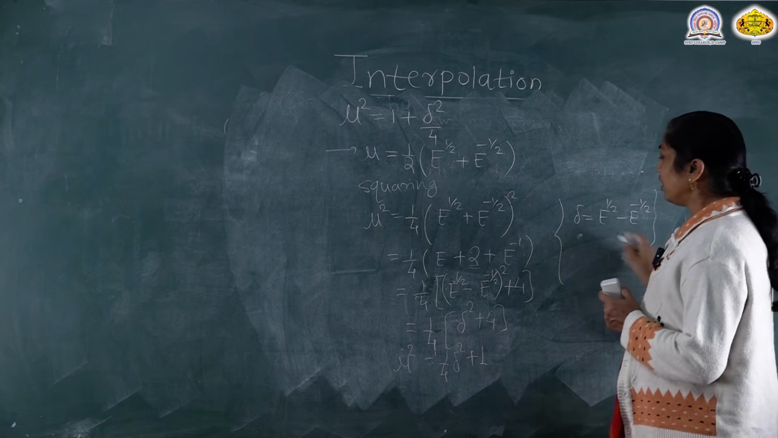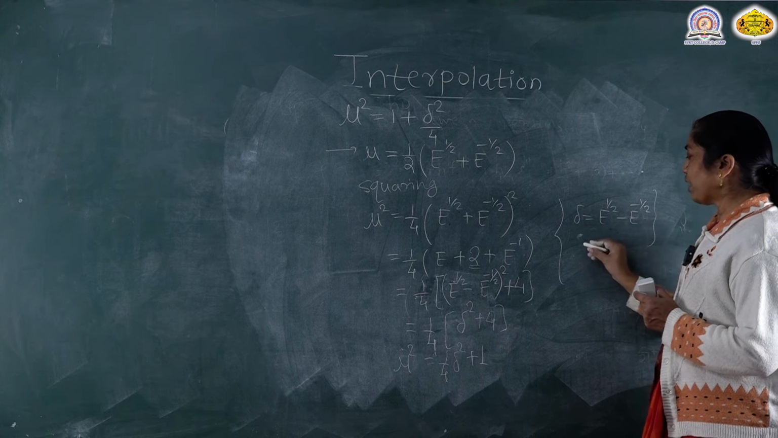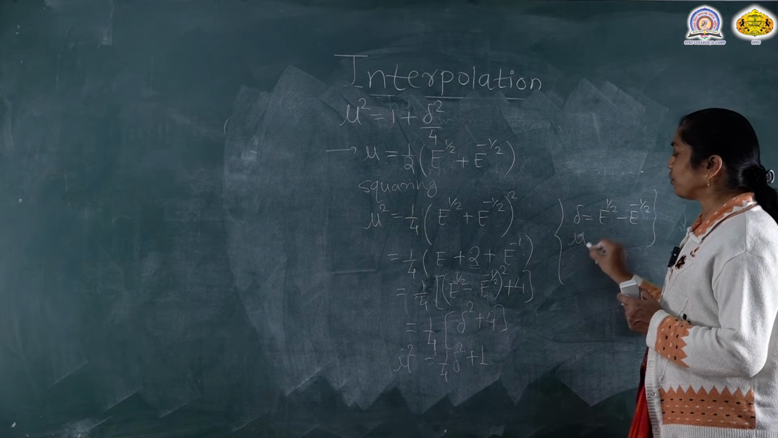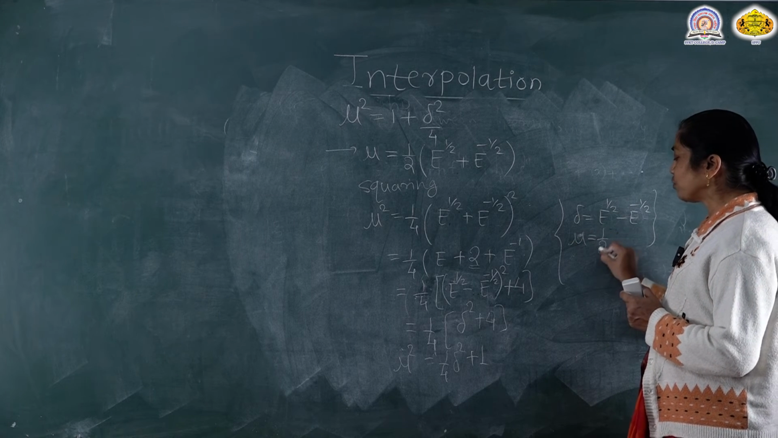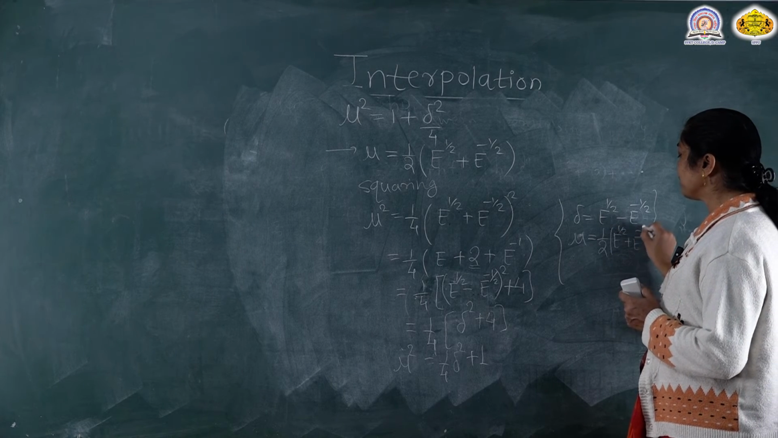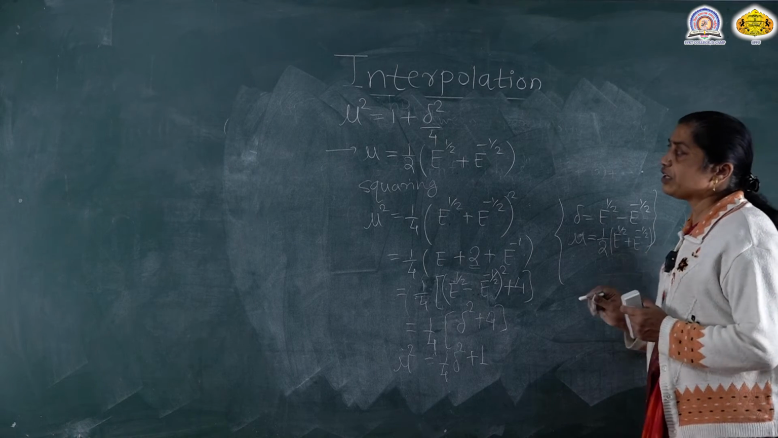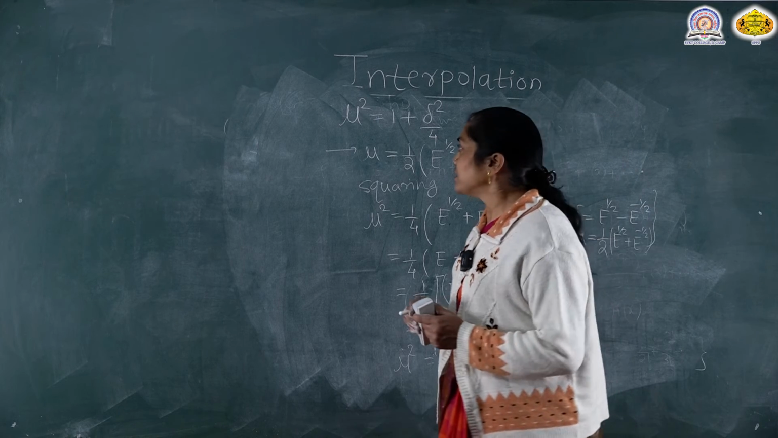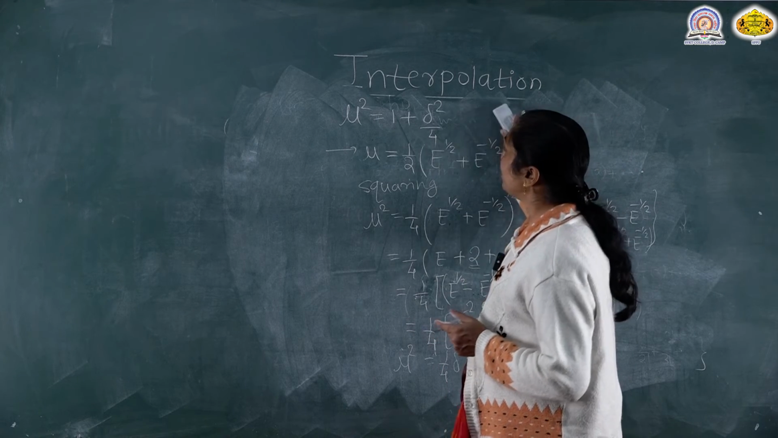Use the formula delta is equal to e raised to 1 by 2 minus e raised to minus 1 by 2, and if you consider mu, it comes to be 1 by 2 into bracket e raised to 1 by 2 plus e raised to minus 1 by 2. So using this, we get our relation between the central operator and the mean operator.